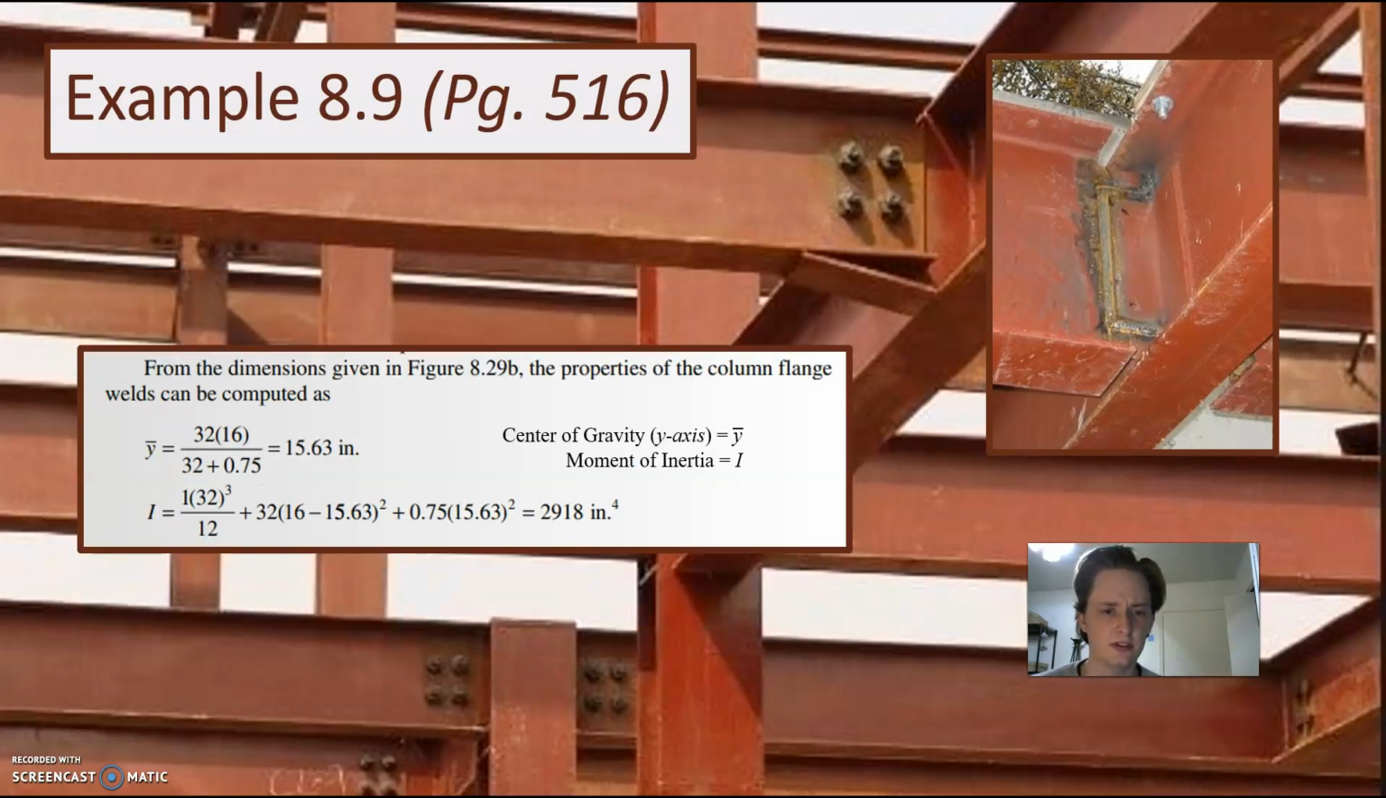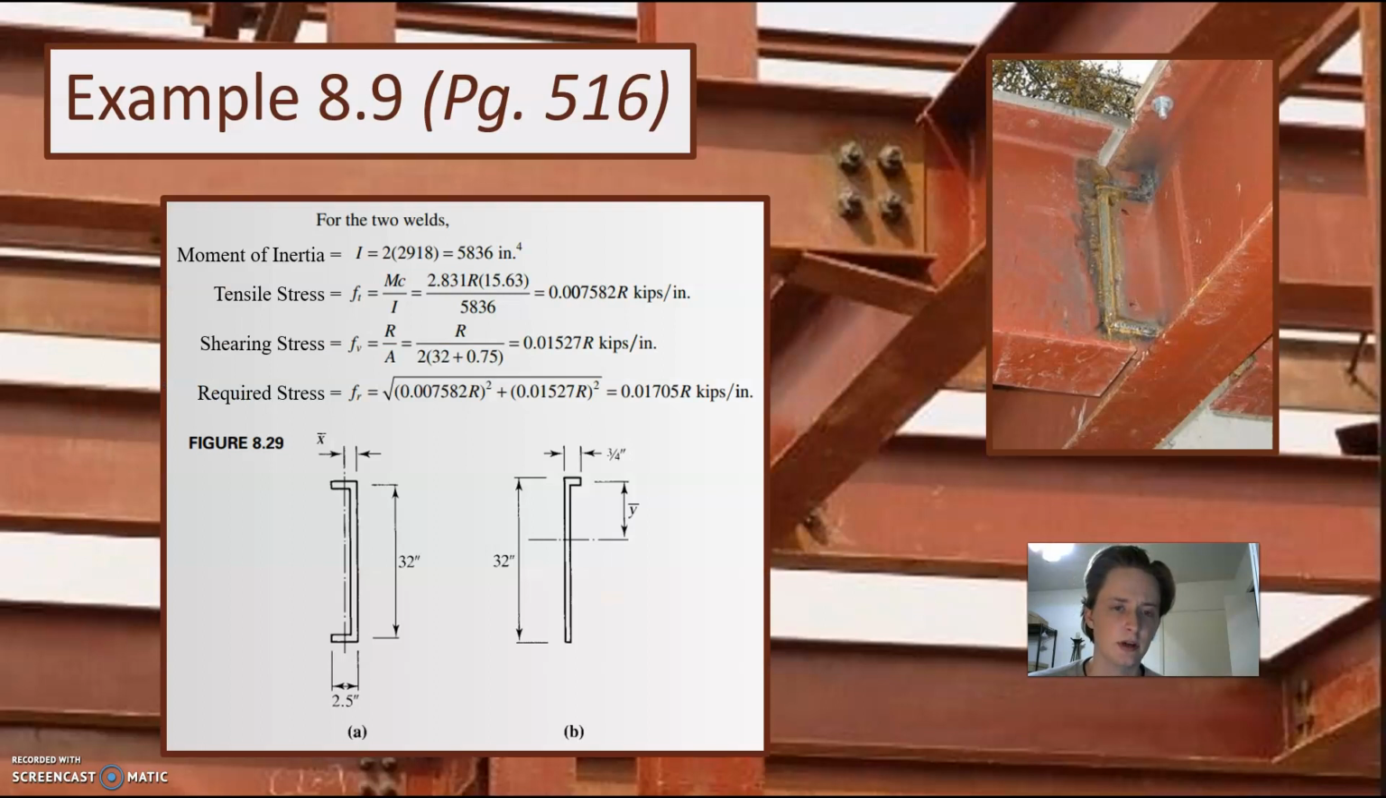So let's continue. Now we're doing a similar thing. We're finding the center of gravity, this time to the y-axis, and then after that we're going to use that to find the moment of inertia for this connection. After we solve all the values for the connection, we're going to find different values for the two welds. First, we're going to find the moment of inertia. We're going to find the tensile strengths of the welds. We're going to find the shearing stress and the required stress.